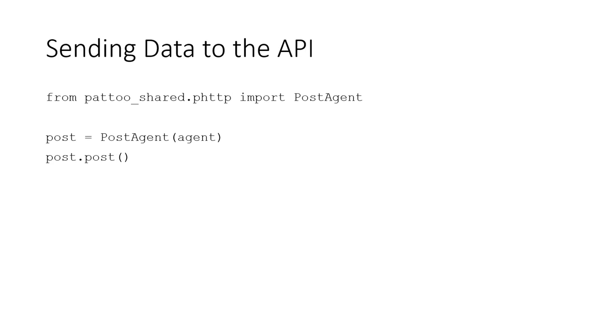And then finally, you need to send this data to the Pattoo server in the background. And the way that you do that is that you import the post agent class, you instantiate it with the agent, as we see here, and you just do a post, and it's done.